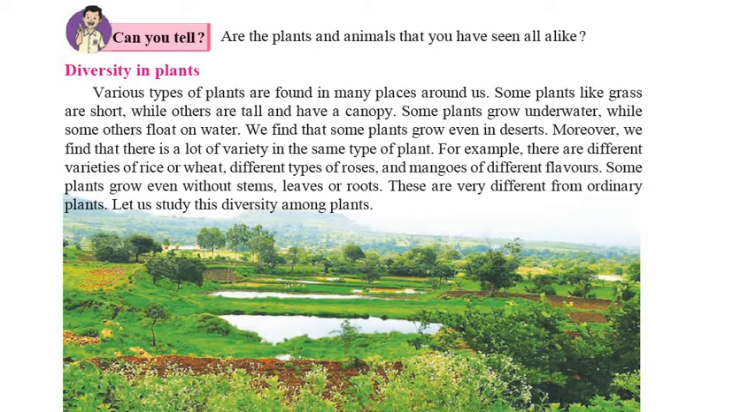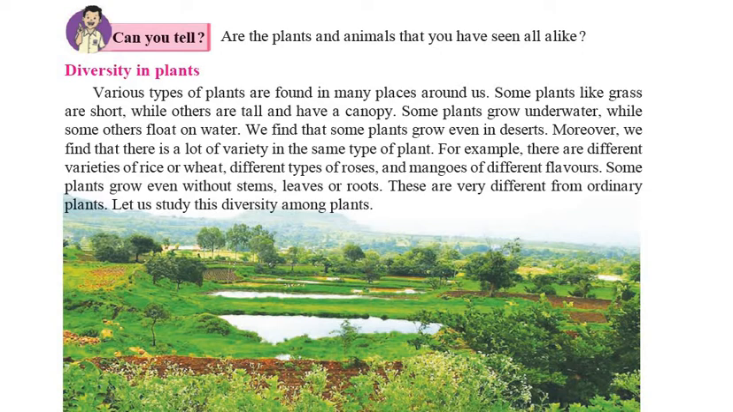Diversity in plants. Various types of plants are found in many places around us. Some plants like grass are short, while others are tall and have a canopy. Some plants grow underwater, while some others float on water. We find that some plants grow even in deserts.